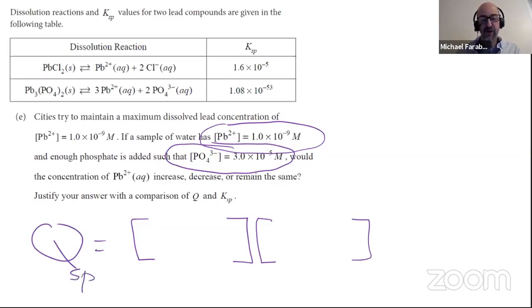And we decide if Q is greater than or less than the KSP. If Q is greater than the KSP, then we're definitely going to have a precipitate because we're going to shift the equilibrium toward the formation of the solid product. If for some reason Q is less than KSP, then you would not have a precipitate. So we'll take a look at that.